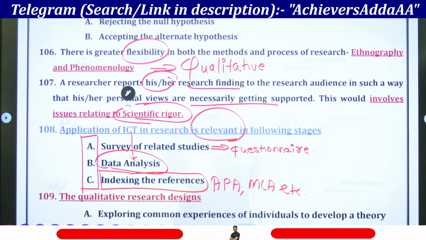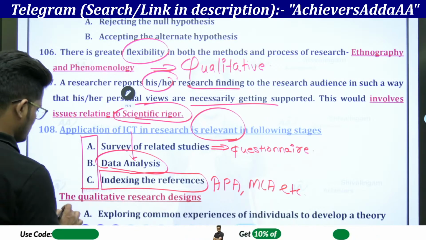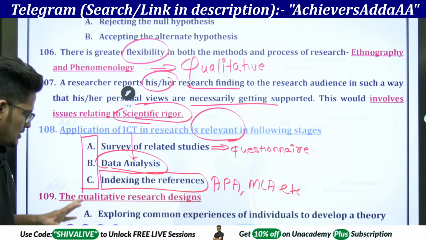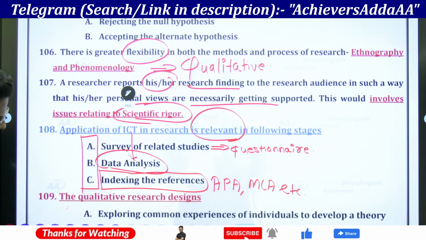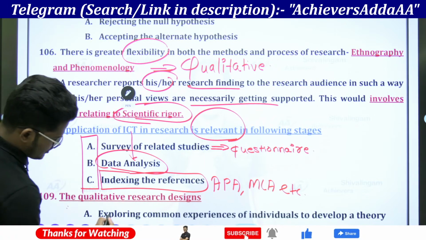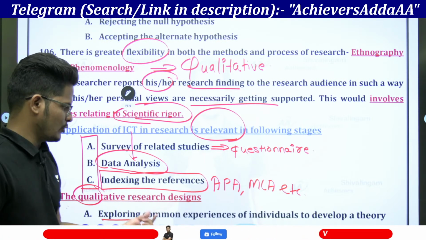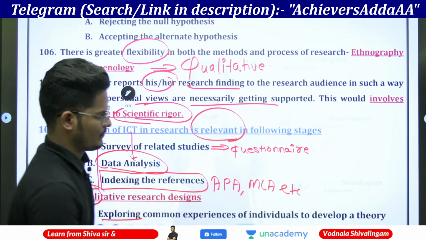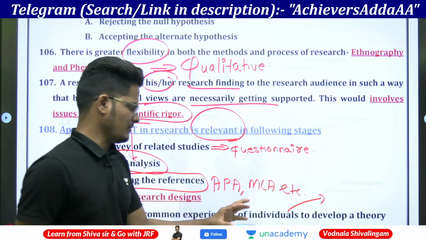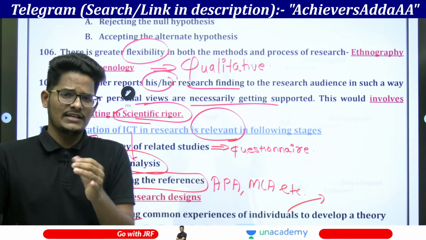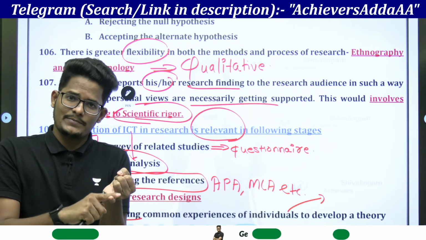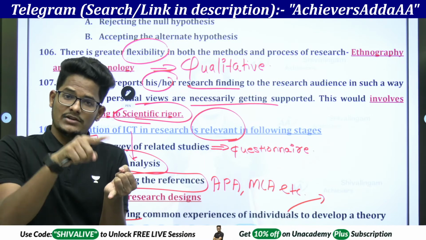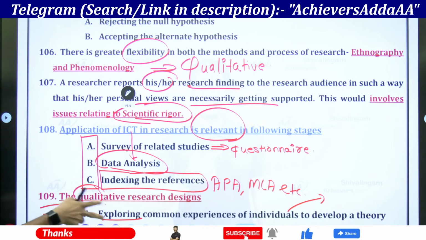Quantitative is closed-ended. The qualitative research design is exploring a common experience of the individual to develop a theory. Individuals are the group, by anyone. We are trying to get the experience, which could be a cultural study, understanding the lives of the people, getting the participant perspectives or participant observation based research. All these are the elements of a qualitative study.